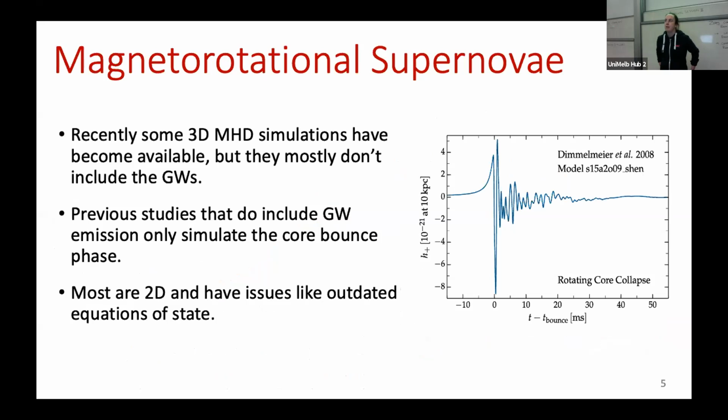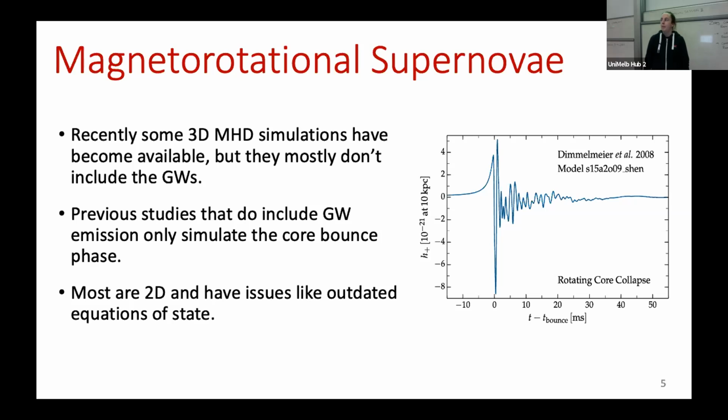There are some good 3D supernova simulations available that include magnetic fields and rotation, but most of them don't include the gravitational wave emission at all. And some of the ones that do include the gravitational wave emission only simulate for the first 40 milliseconds around when the core bounces, like this one here from this 2008 paper. But the actual signal should be maybe even several seconds long. So you can't really do your gravitational wave data analysis when you just have the first 40 milliseconds of your signal and not the rest of it.